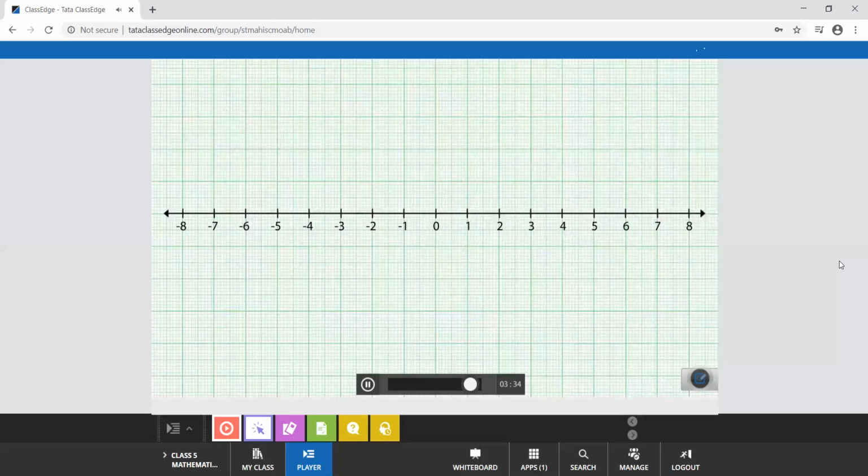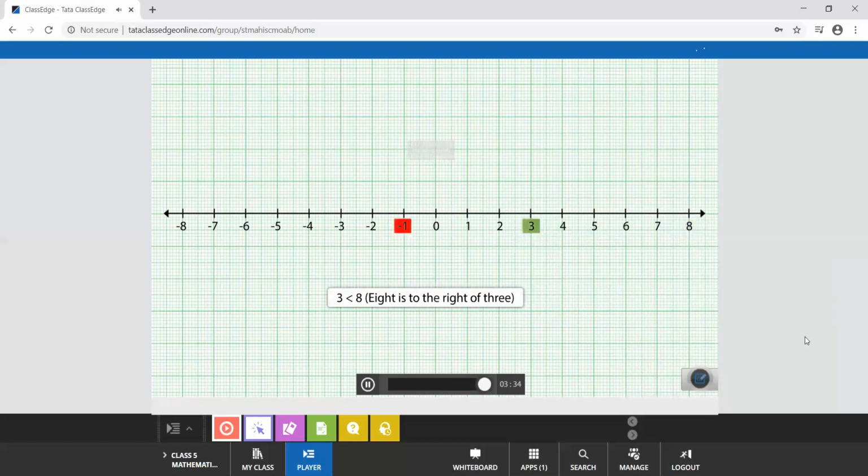In mathematics, we use the number line to represent positive and negative numbers. The numbers that appear to the right of 0 are called positive numbers, and the numbers that appear to the left of 0 are called negative numbers. Note that numbers to the right of a number on the number line are greater than the number. Similarly, numbers to the left of a number on the number line are lesser than the number.